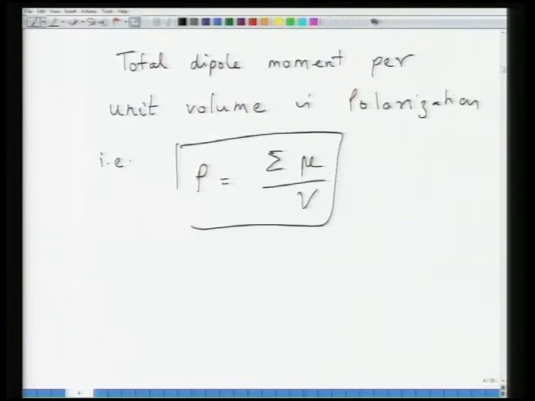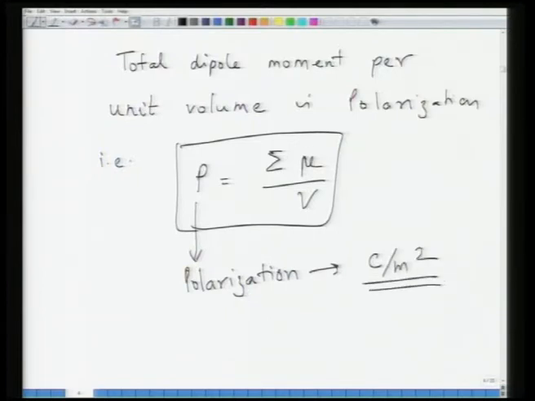So, this is the sum of all the dipoles in a given system over its volume. So, what is the unit of polarization? This P is polarization and its units are coulomb per meter square. Typically you will see for most systems it is defined as microcoulomb per centimeter square, but that is just for the sake of changing units. The units basically are charge stored per unit area of the material.